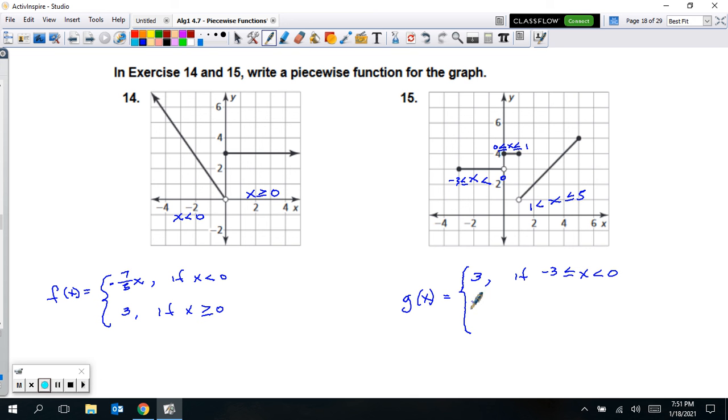Then we come to this one, which is at 4. So we now say 4, comma, if, and then we just write this here. 0 is less than or equal to x and less than or equal to 1.